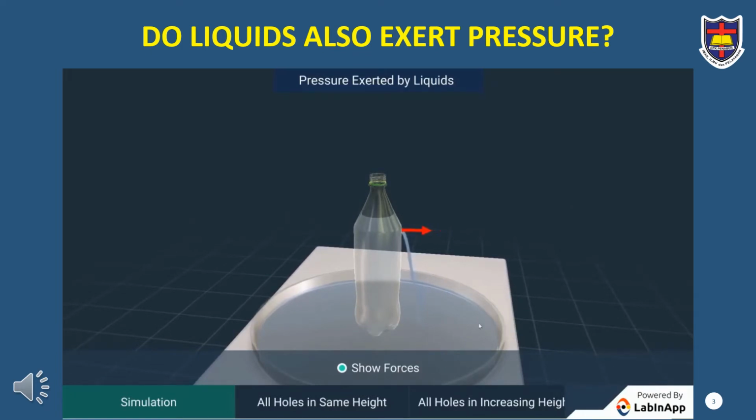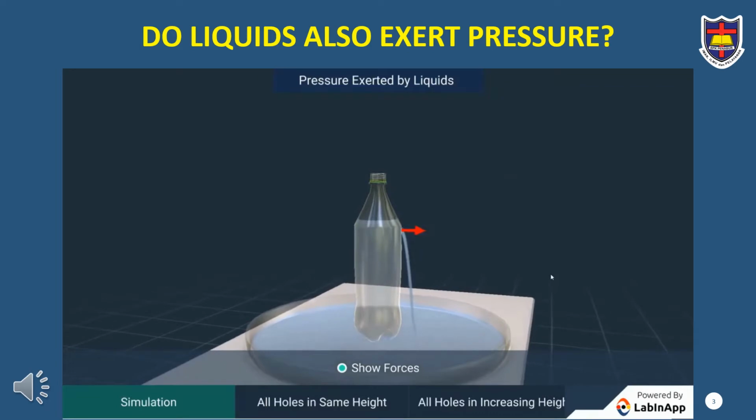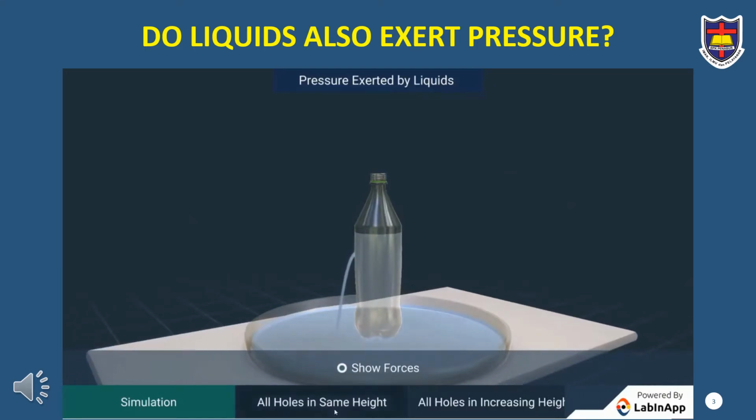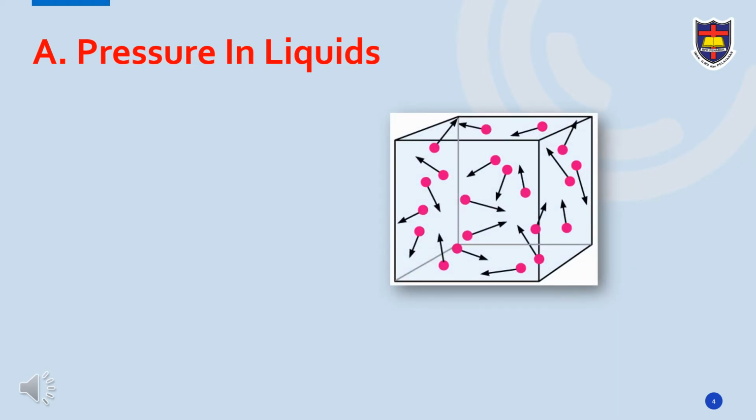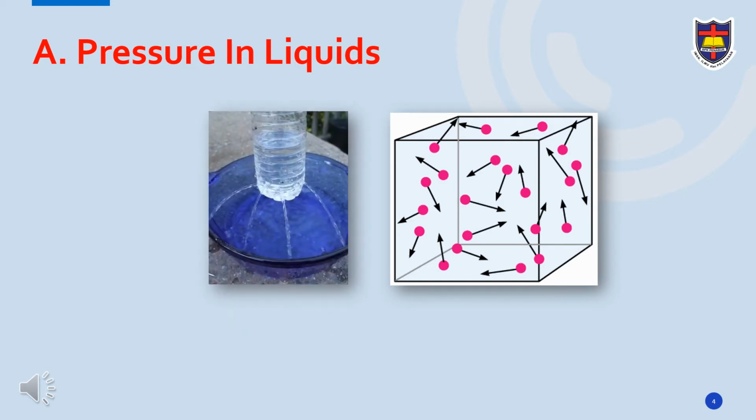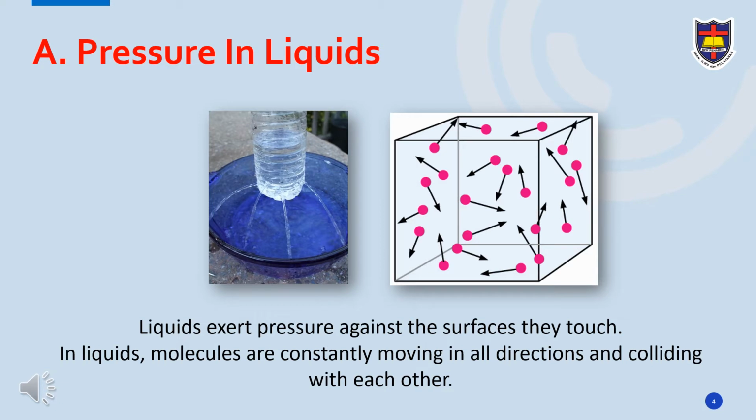Take a plastic bottle filled with water and make some holes in it. You can see the water is coming out, but why is the water coming out? Because the liquid, that is the water in the bottle, exerts pressure in all directions of the bottle. That is why when you make some holes in the bottle, the water comes out. So we can say like this: liquids exert pressure against the surface they touch. In liquids, molecules are constantly moving in all directions and colliding with each other.